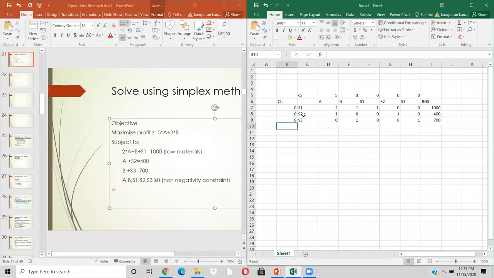Okay. Suppose here is a variable like A is the basic, then what will be the CB? Suppose this one is A. What will be the CB here? Suppose this is A. Then this is 5. Okay. Fine.